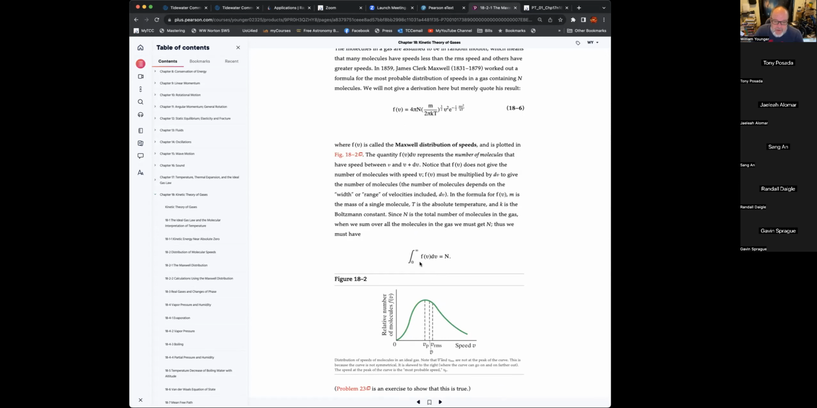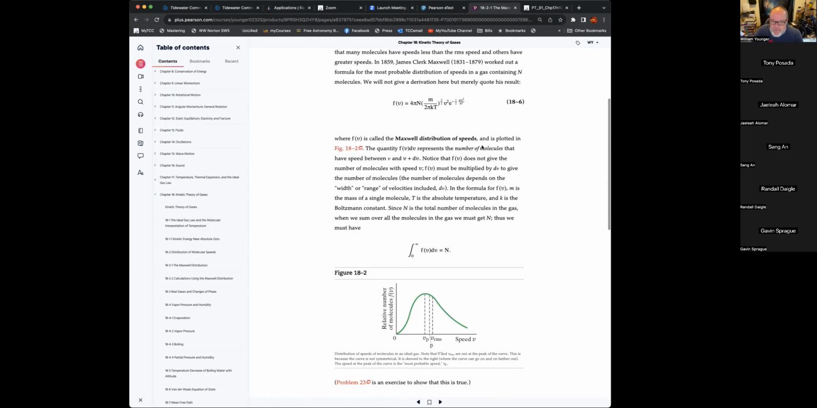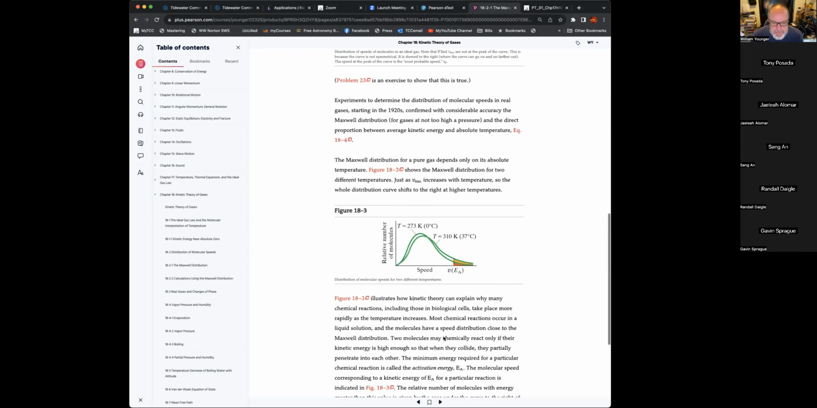You could also be asked to verify that that's n. In other words, if you take the integral from 0 to infinity of f of v dv, that should give you n, the total number of particles that was assumed when Maxwell derived this. So that's the things you got to be able to do from this section 18.1 and 18.2.